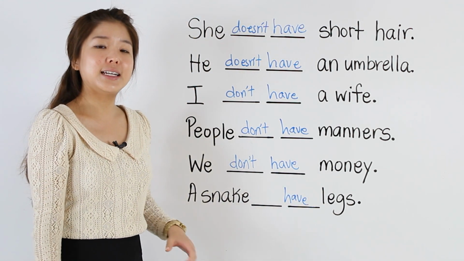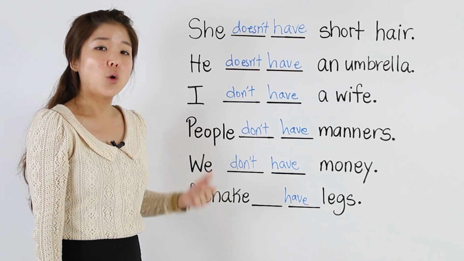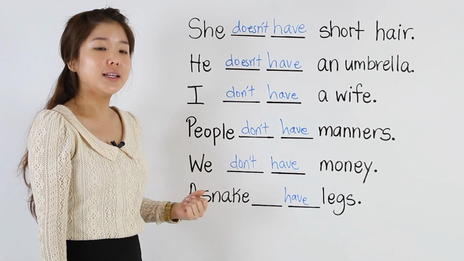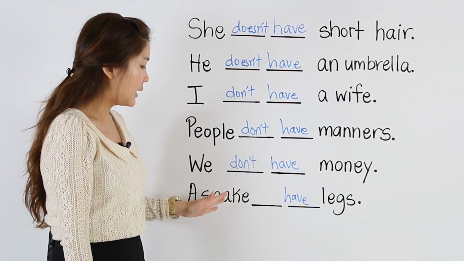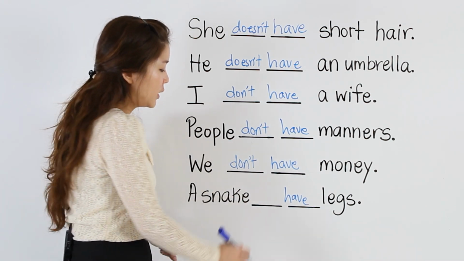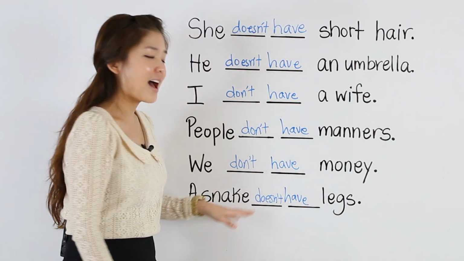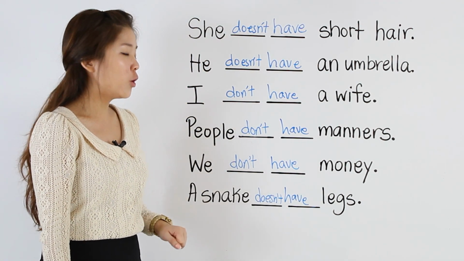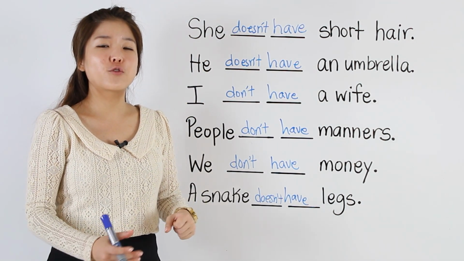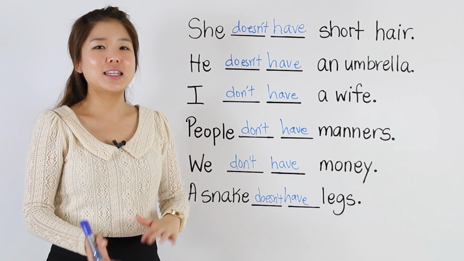Okay, and the last one, a snake. A snake is an animal. What do we use for an animal? It. What should we put here? It doesn't have legs. Okay, so that was our practice for the negatives don't have and doesn't have.